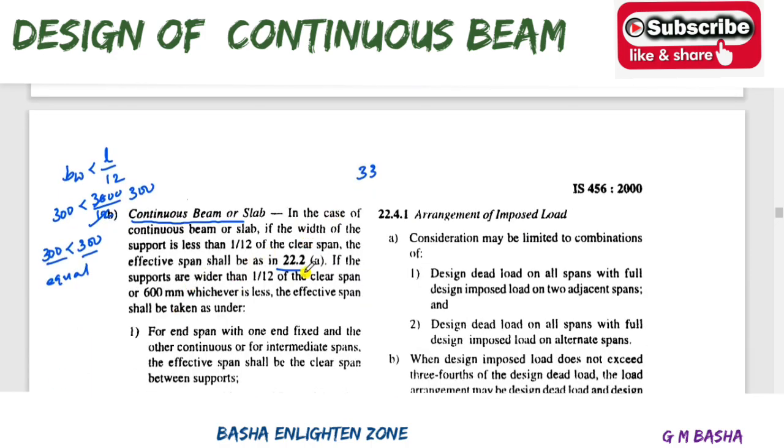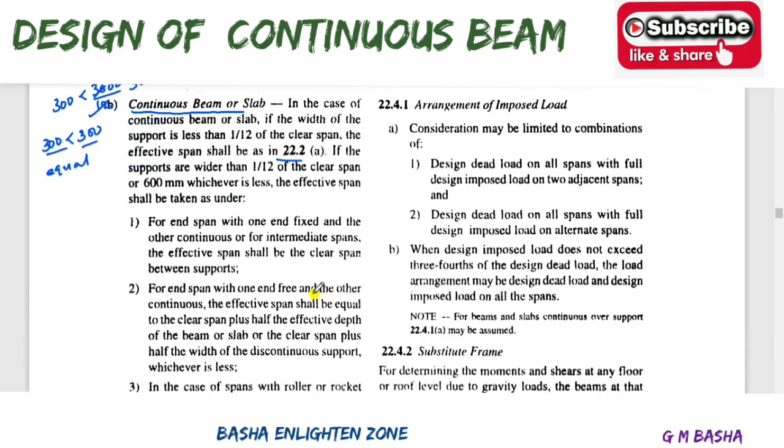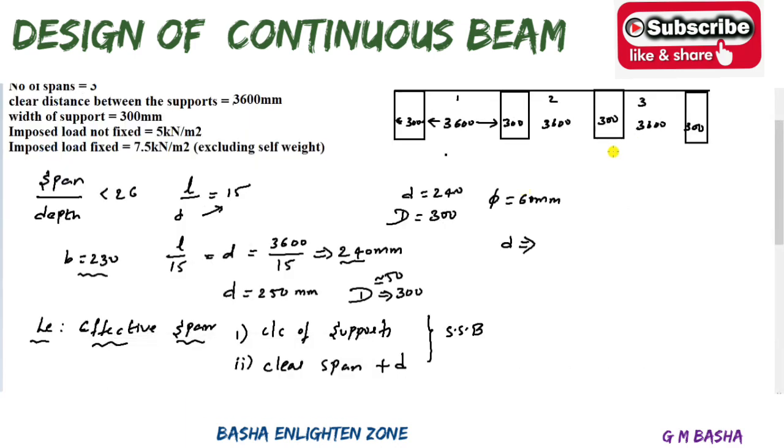At that condition, what you have to choose: if the supports are wider than L by 12 of the clear span or 600 mm, whichever is less, the effective span shall be taken based on these conditions. So at that time, if you choose this condition, the effective span shall be the clear span between the supports. So whatever the clear span you are getting, the same one you are taking as effective span. Here effective span will be clear span only.